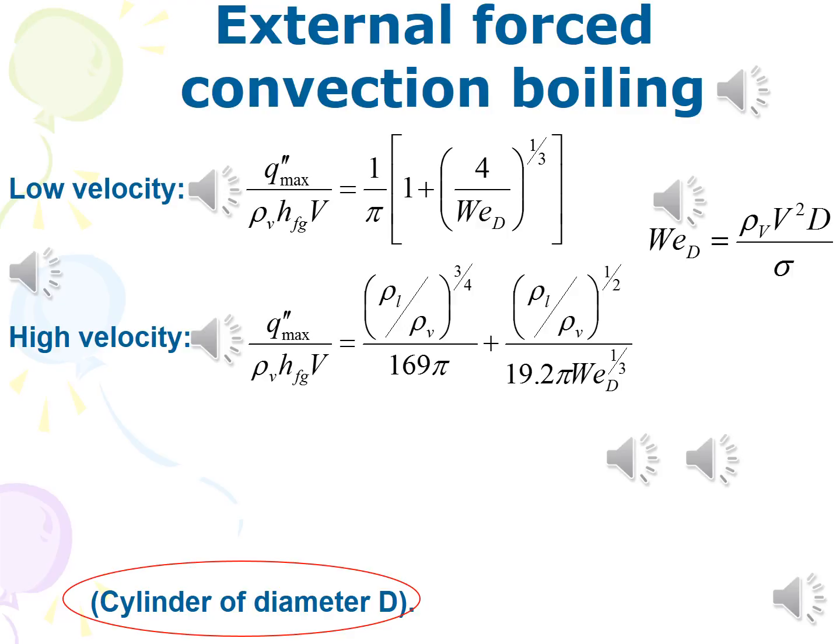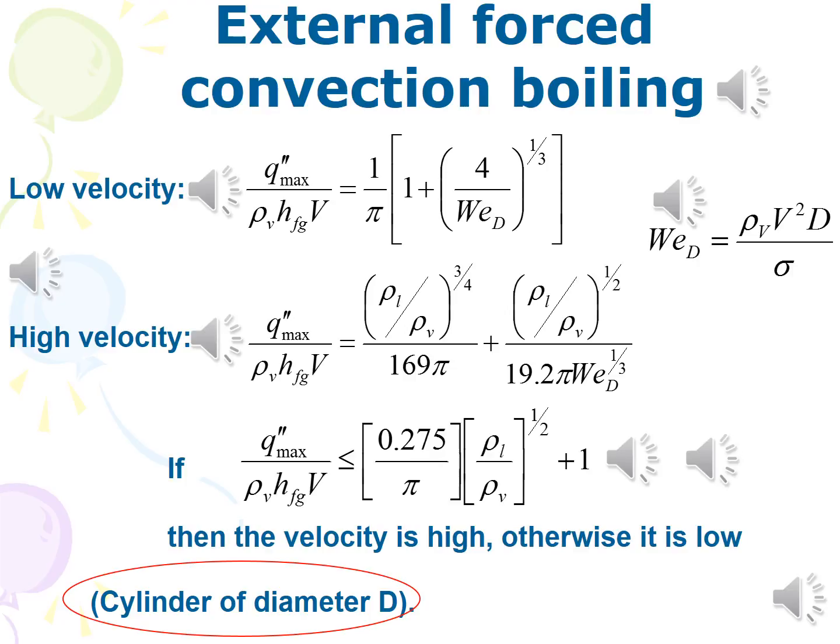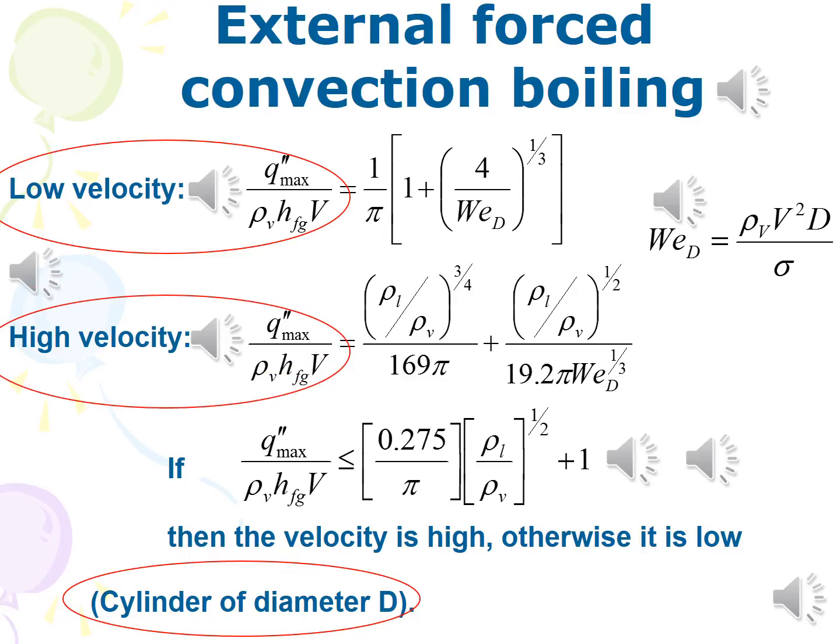Use the following expression to check whether the velocity of water is high or low. I suggest you then calculate q_max divided by rho_v times h_fg times V, for low and high velocity. The values obtained can be checked against the third equation to see if the velocity is high or low. Once you have done all of this, you can solve for the appropriate q_max.